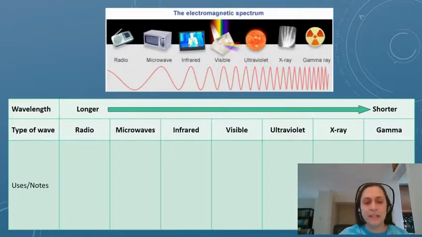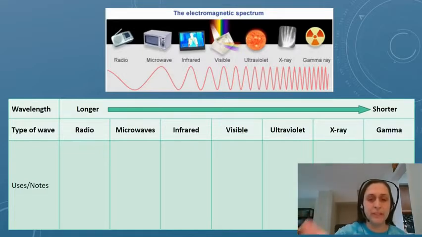The electromagnetic spectrum. We're going to take time to learn a little bit about each type of these waves and what they can be used for. You may want to pause here and write down a chart like this if you want to take notes by hand. You could even print out your screen and write on that.